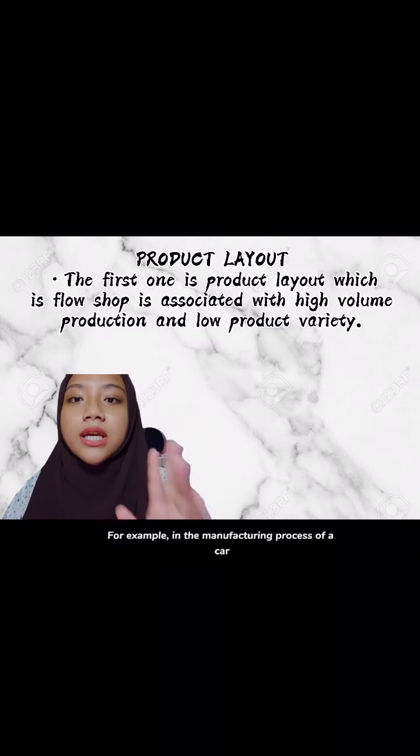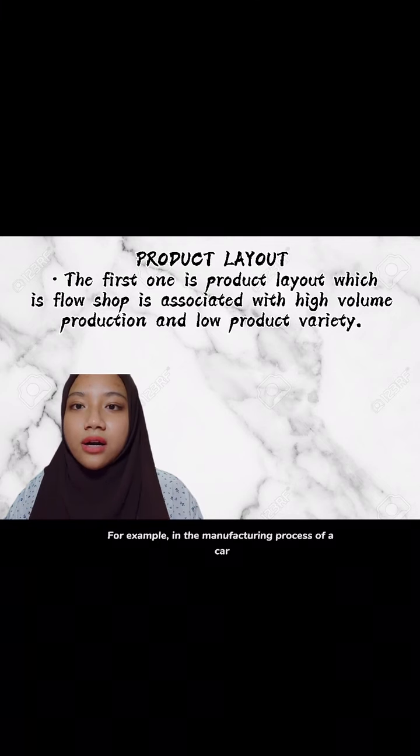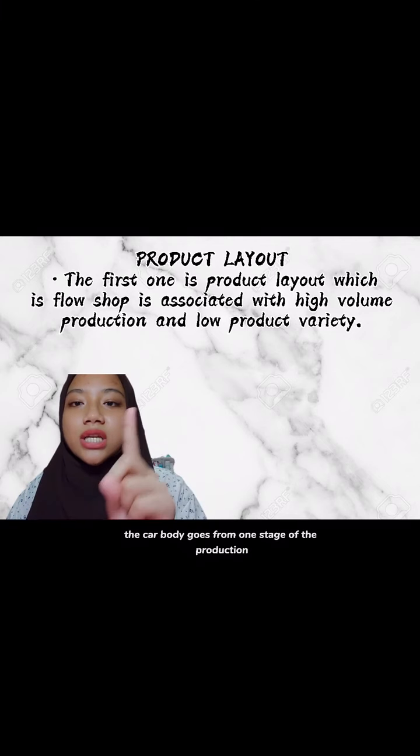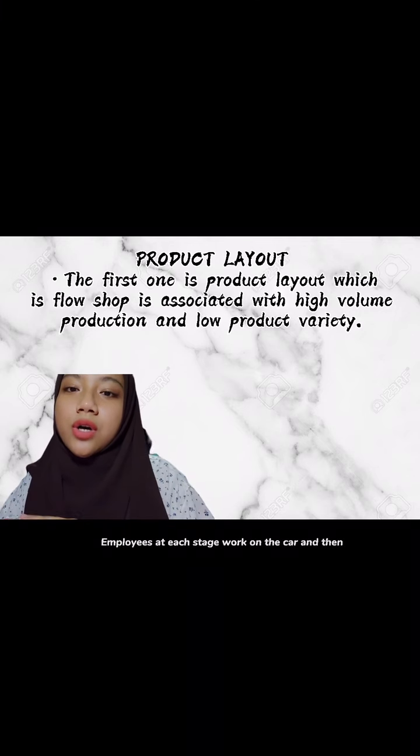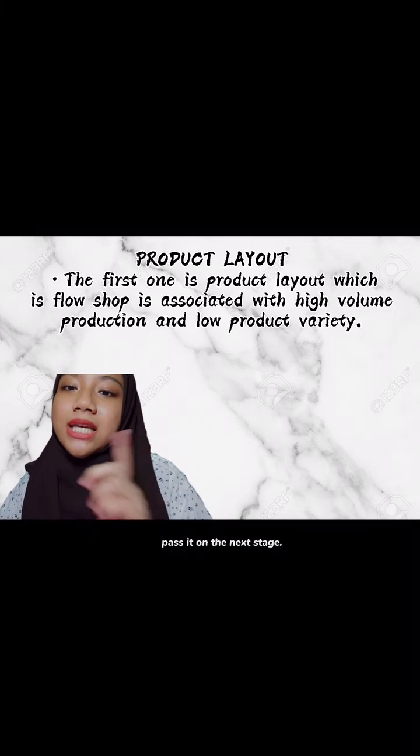For example, in the manufacturing process of a car, the car body goes from one stage of the production to the next. Employees at each stage work on the car and then pass it on to the next stage.